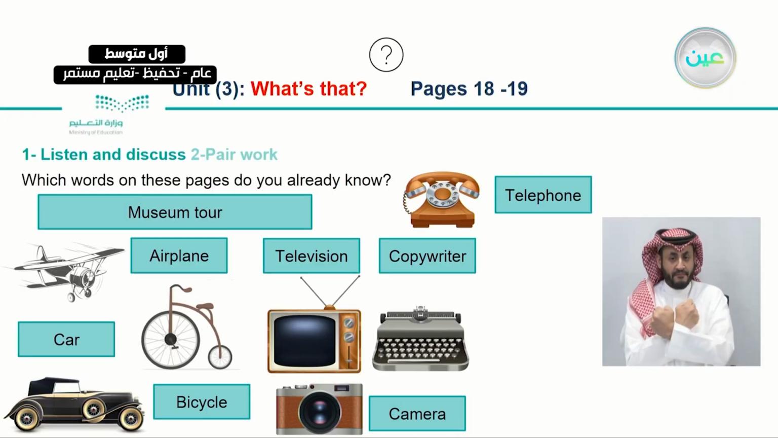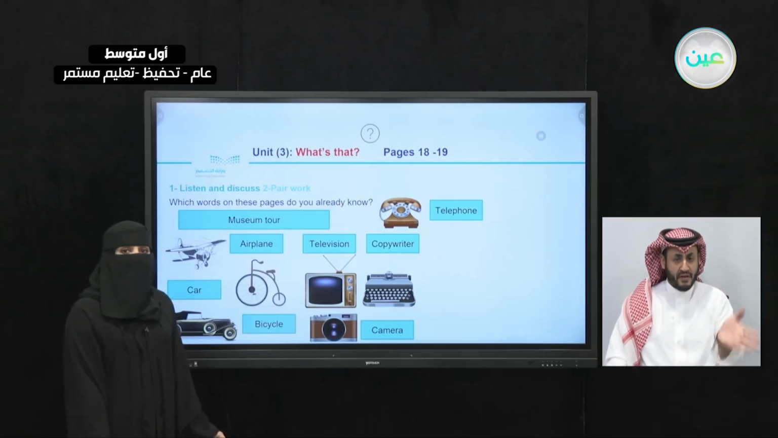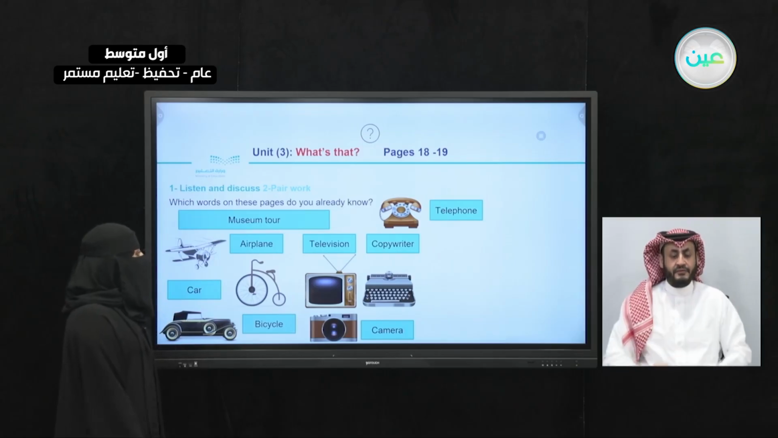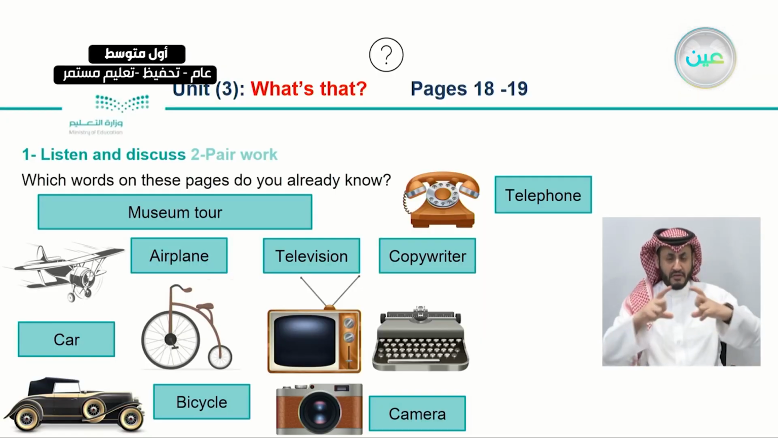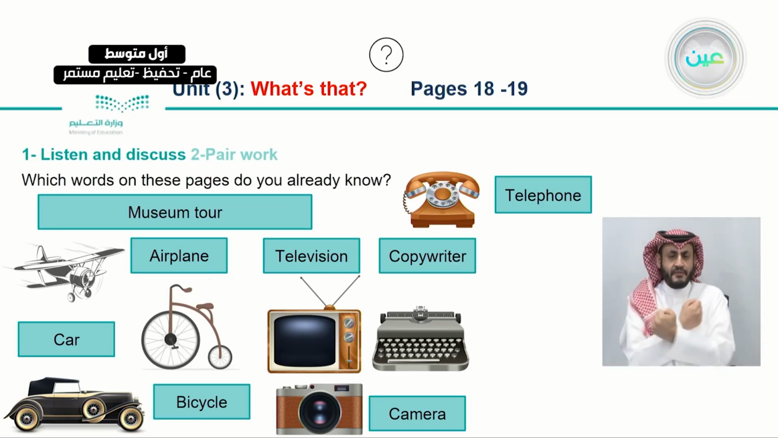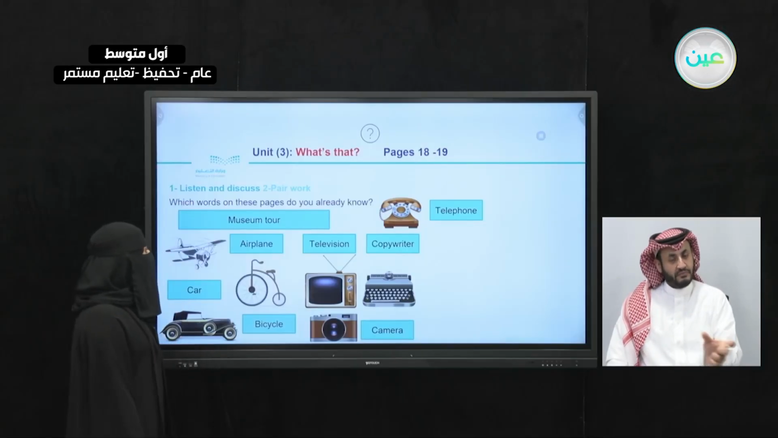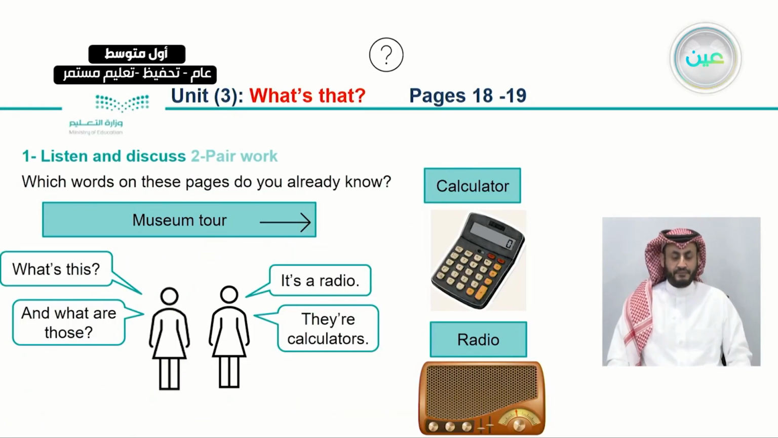As you can see, we learned different words for items that we can find at the museum, such as an airplane, television, typewriter, telephone, camera, bicycle, car. Please practice spelling. It's a good idea to keep practicing spelling for new words if you think you're not familiar with them.